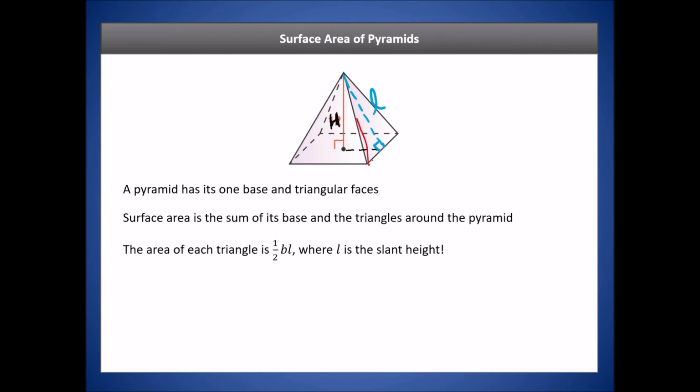If I wanted to get the area of this triangle here, I need to know this L. That L is the actual height of that triangle. So I need to figure out the L, and if the triangles are all different in the pyramid, then you need to find all of the slant heights and add together the areas of the triangles. You can usually find the slant height by the Pythagorean theorem. For most pyramids, you can do that.